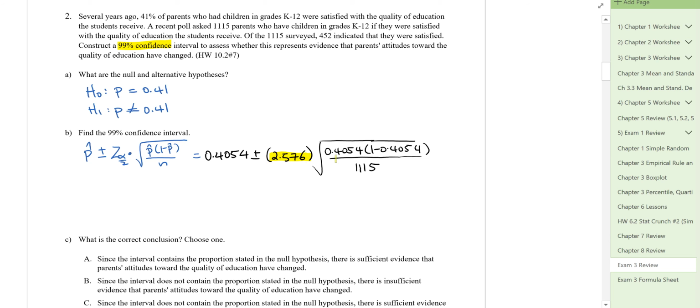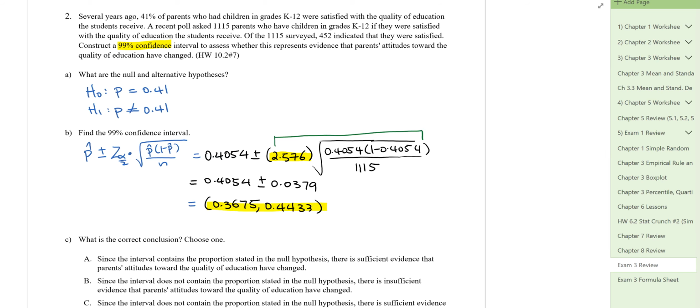So type in the information and then use your calculator. In your calculator, you will calculate that the error total here is equal to 0.0379, plus or minus to the point estimate p hat. So 0.4054 minus 0.0379 is going to give me the lower bound, and when I add them I get the upper bound, and that is the confidence interval. Right, so we constructed the confidence interval here.